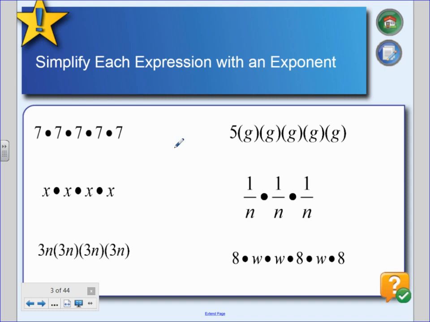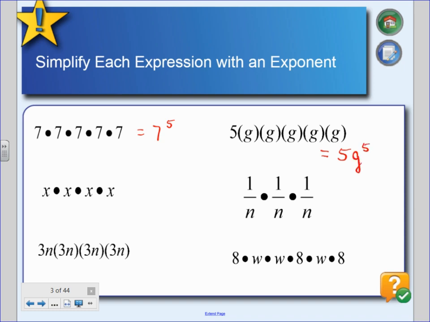And you've got 5 7s multiplying each other here. So hopefully you got 7 to the 5th power. An exponent says that that's how many times you use the factor that is the base in a multiplication problem. So it means 5 7s multiplying each other. This one, I've got a 5, and then I've got 5 G's multiplying each other. So that's 5, and then G to the 5th power.